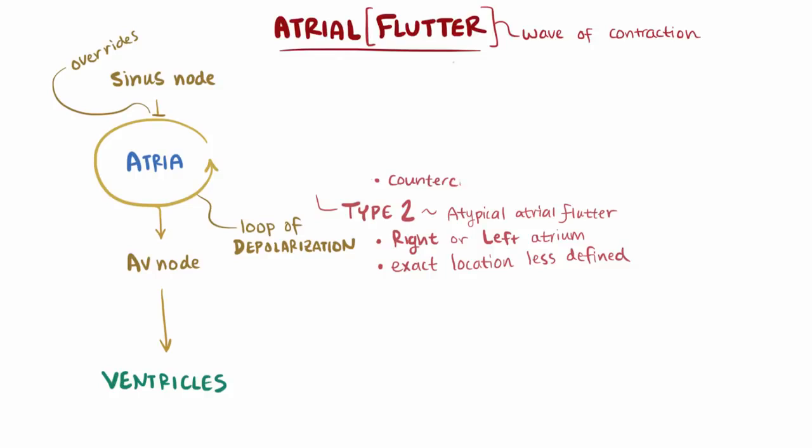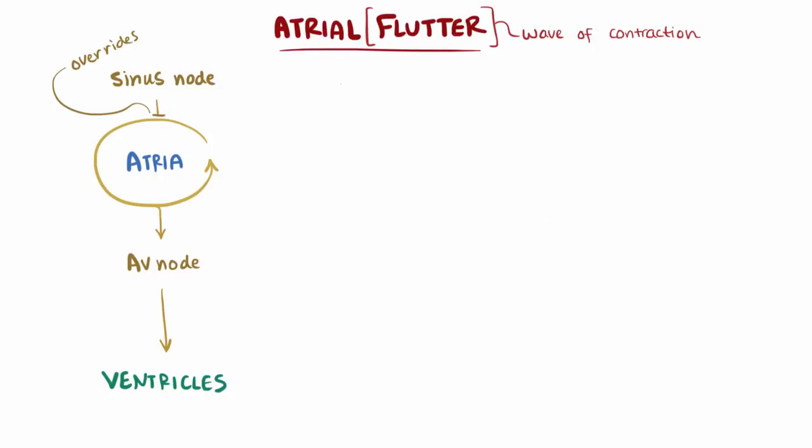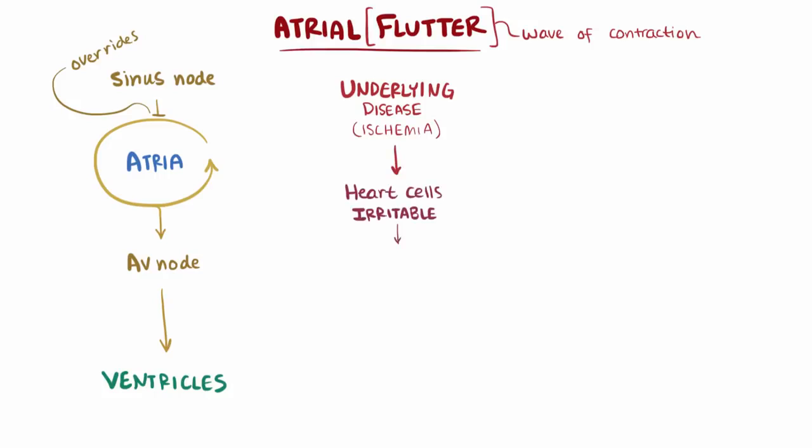Alright, since everyone has a cavo-tricuspid isthmus, but not everyone has atrial flutter, there must be something else at play here that causes a reentrant circuit. In most cases, there's some underlying disease, like ischemia, that makes the heart cells more irritable, which can change some of their properties, like the refractory period, making it more likely reentrant circuits develop.